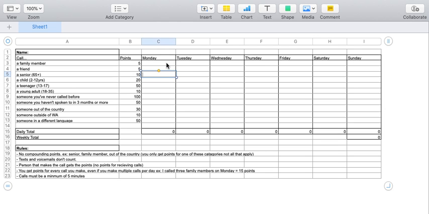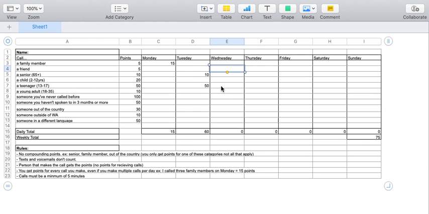So let's just fill this out as if we were doing it for the week. Let's just say Monday I called 3 family members. I get 15 points for that. How about on Tuesday I call my grandfather? So I would get 10 points, and maybe I also called one of the youth at RAC. So that would be 50 points.